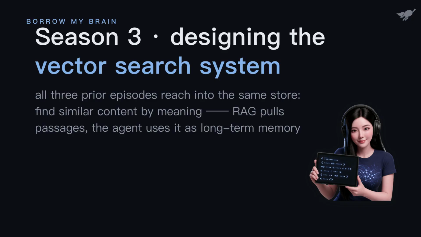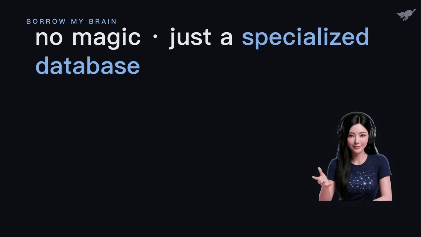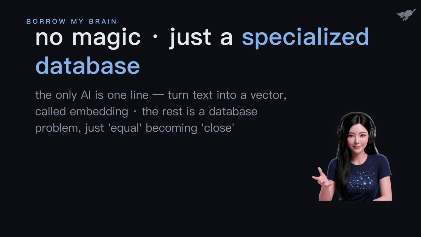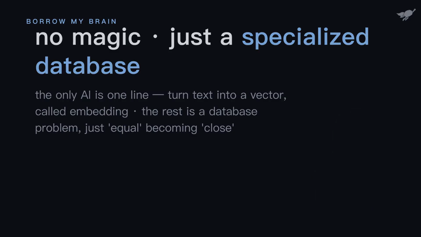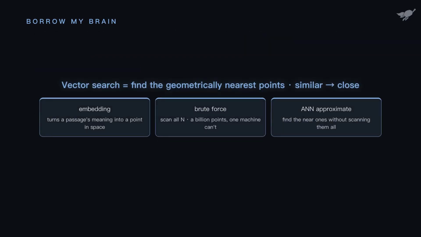The vector search system. Say the words vector search, and it sounds like more AI wizardry. But take it apart, and the part that's actually AI comes down to one line. Turn text into a string of numbers. That's the embedding. Everything else is an old database problem. It just swaps equal for close. Cut through all of it, and it's just a specialized database. An ANN index, a scatter-gather shard layer, an LSM update layer, and a query planner, all wrapped around that one embedding function.